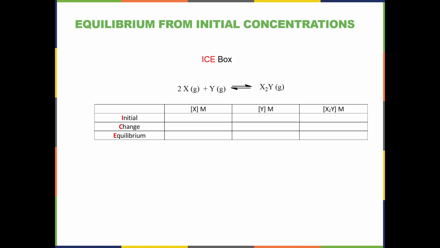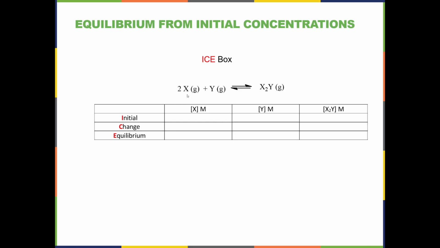In previous sections, we did find the equilibrium constant where we were given the equilibrium concentrations of everything. But that's not always the case. Sometimes we have some concentrations and we don't have others. So this is where an icebox comes in. So first of all, what do we mean by ice? Well, we mean initial, change, and equilibrium.